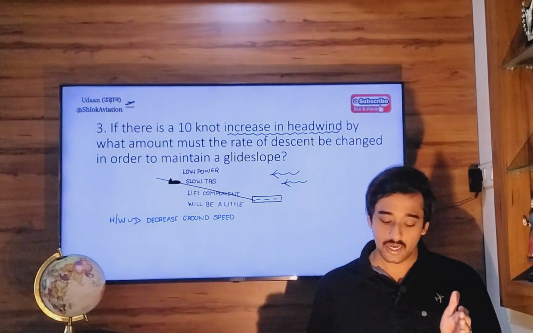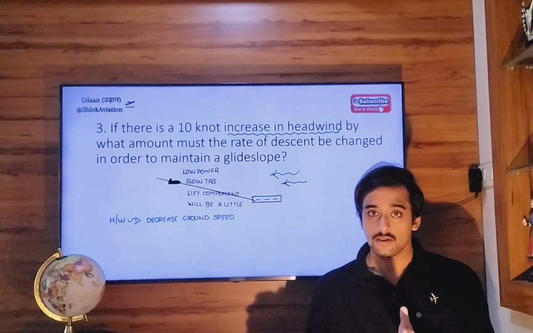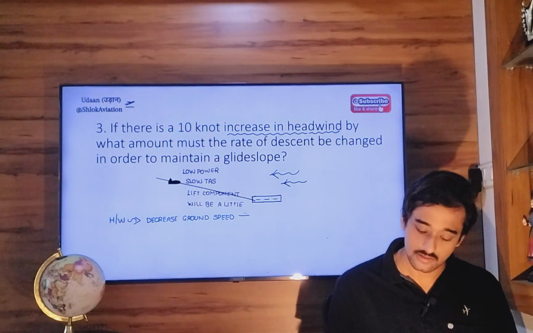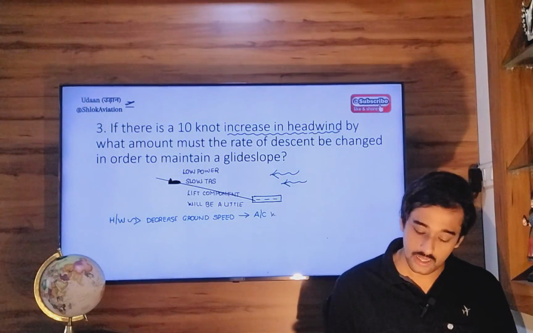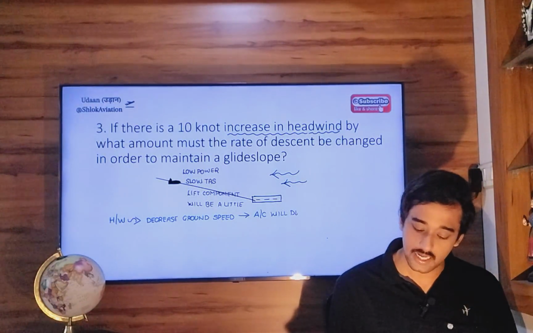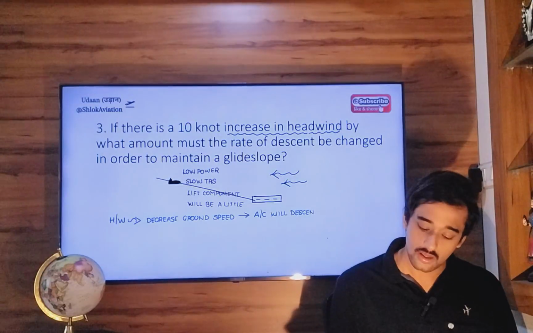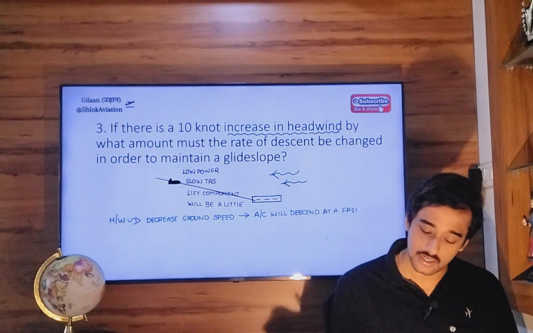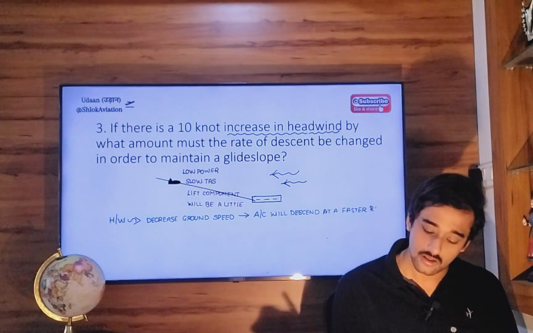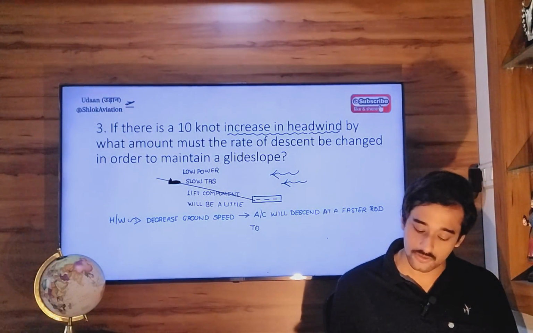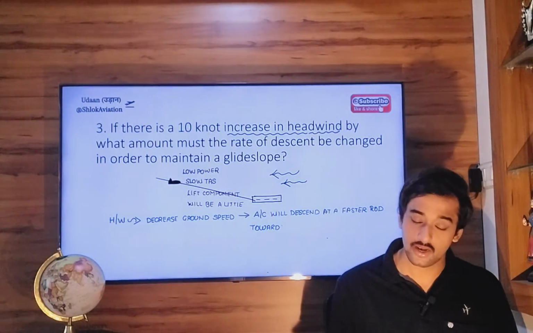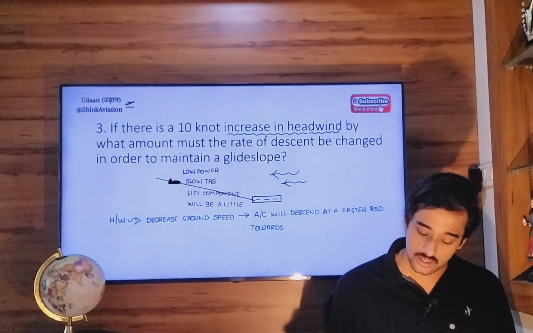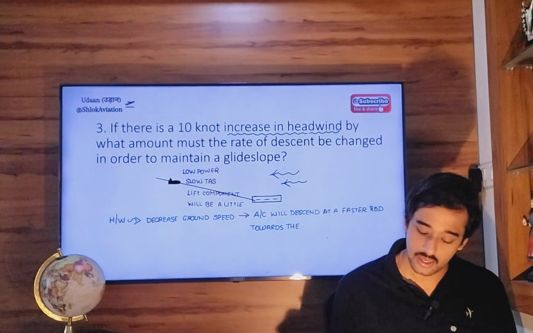And now when the decrease in ground speed happens, what will happen as a result? The aircraft will descend at a faster rate of descent towards the ground. So whenever there is an increase in headwind component, the rate of descent will increase.